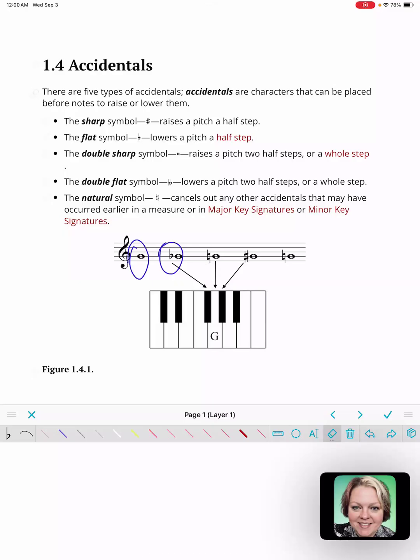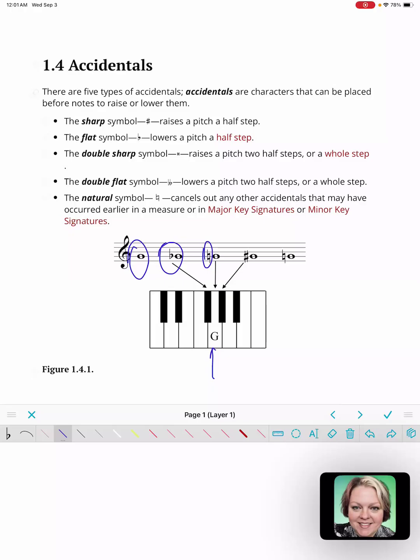Third note. If it did not have that natural symbol in front of it, let's pretend that natural symbol is not there, then that note would actually also be a G flat because it was a G flat before. But whoever composed our little 5-note song here didn't want the third note to be a G flat, so he canceled out that flat by putting in this natural sign, and that makes it go right back to G.